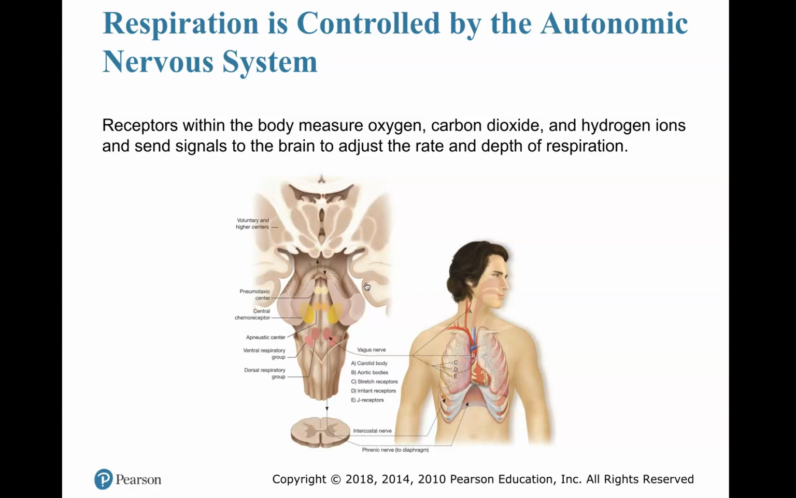Respiration, controlled by the autonomic nervous system. Receptors within the body measure oxygen, carbon dioxide, and hydrogen ions and send signals to the brain to adjust the rate and depth of respiration. So if we look here at the figure, we have voluntary and higher centers right here, the pneumotaxic center, central chemoreceptors, and if we look, this is all coming from the brain area here. The apneustic center, ventral respiratory group, and dorsal respiratory group.